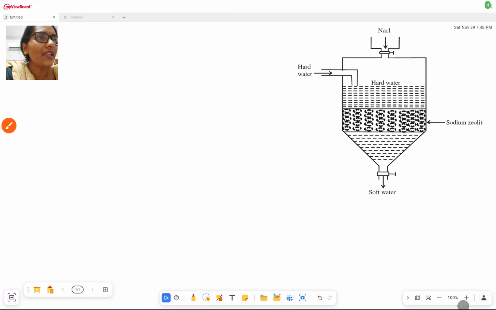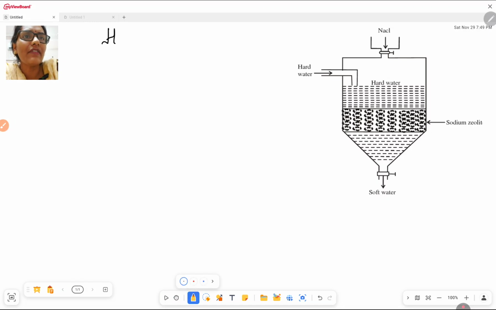Morning. Today I am taking the topic zeolite method, which is used for the softening of water. How can we convert hard water into soft water? So I am writing here how hard water can be converted into soft water.